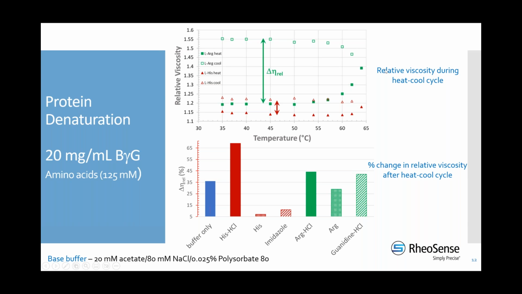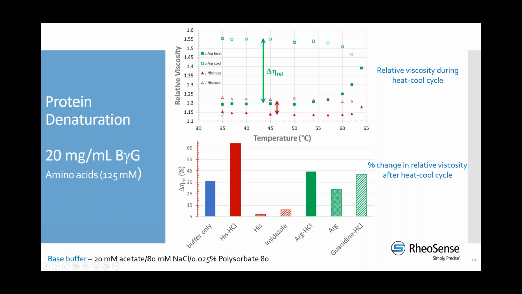And so what we did was a heat-cool cycle, where we ramped it up from 35 up to about 64 and then cooled it back down. And we're looking at the top thing here, the relative viscosity. So relative viscosity is just the protein solution viscosity scaled on the buffer viscosity at each particular temperature.